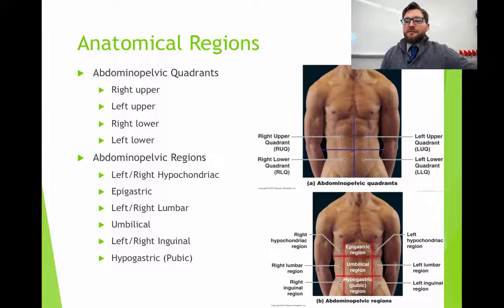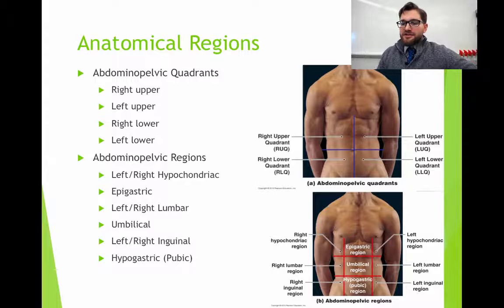There are a number of anatomical regions that we need to point out. The abdominal pelvic quadrants are broken up into the left and right upper quadrants and the left and right lower quadrants. We also have abdominal pelvic regions, the right hypochondriac region and the left hypochondriac region are towards the top, right at the ribs. In between the two is the epigastric region.